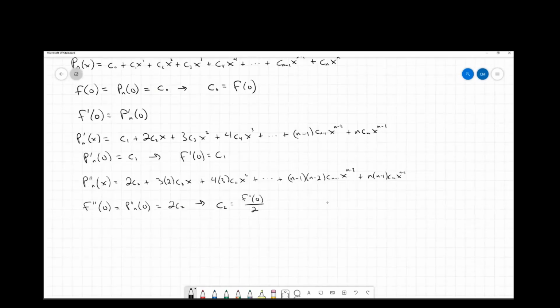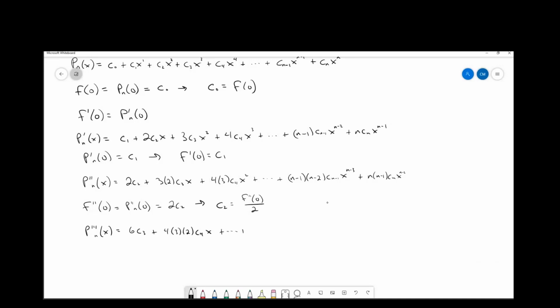I'm going to do one more of these, so that you can maybe see the pattern here. Oh, maybe two more actually. Yeah, starting to see a pattern. Good. Let's see what the third derivative is. The third derivative is going to be 6, or 3 times 2. Yeah, let's just call it 6. 6c3, and then the x is gone in that case, and then we'll have 4 times 3 times 2 c4 x, and then let's keep going. These end ones don't really matter too much, but I'll just write them anyway.